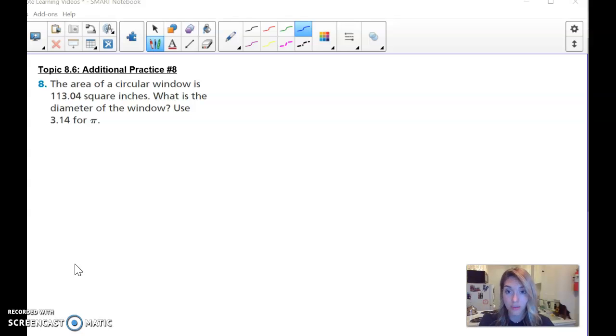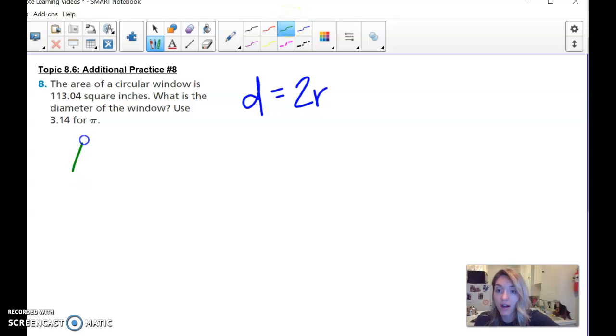Now, if I'm trying to find the diameter, I do know that our diameter can be equal to 2 times the radius. So I can either find the diameter or I can find the radius and use that to find the diameter. Now it gives us our area, and our formula for area is area equals pi r squared. So if I can solve this formula in order to find the radius, I can then plug in the radius to find the diameter.